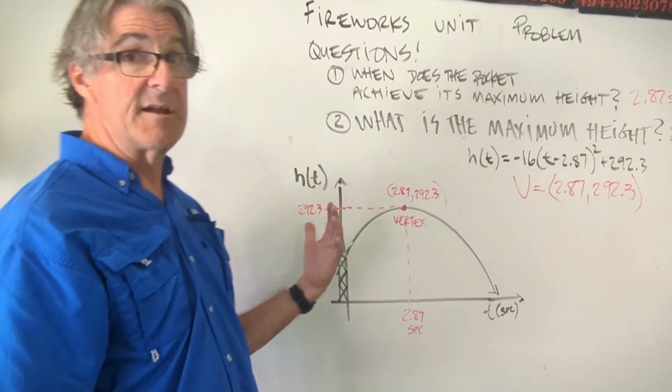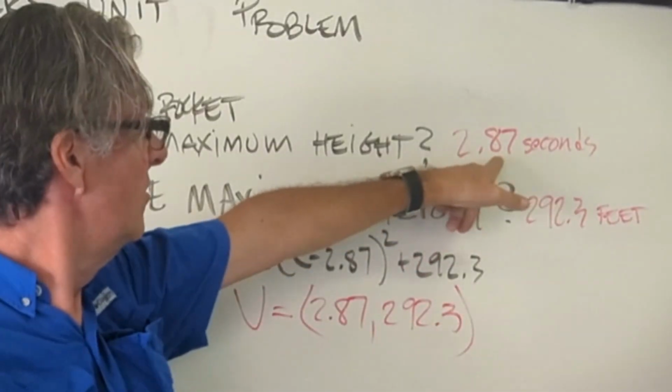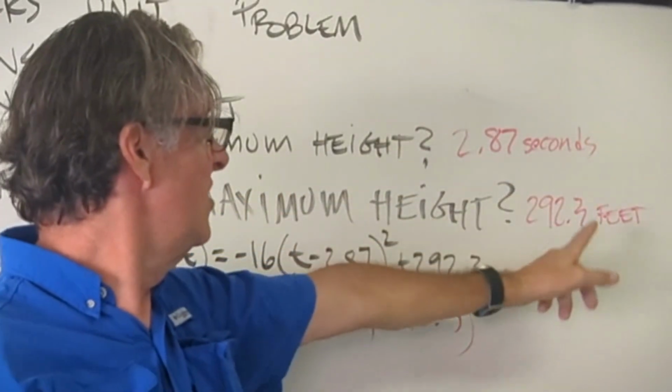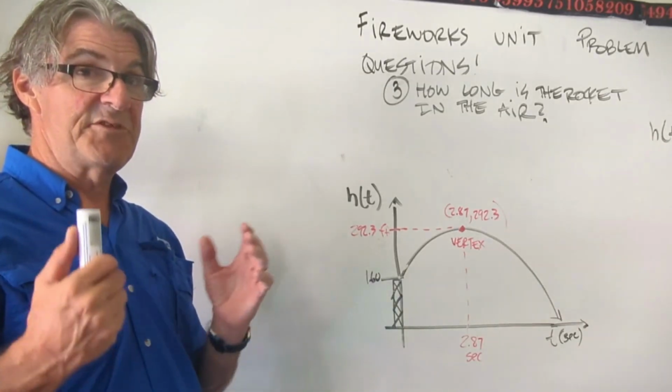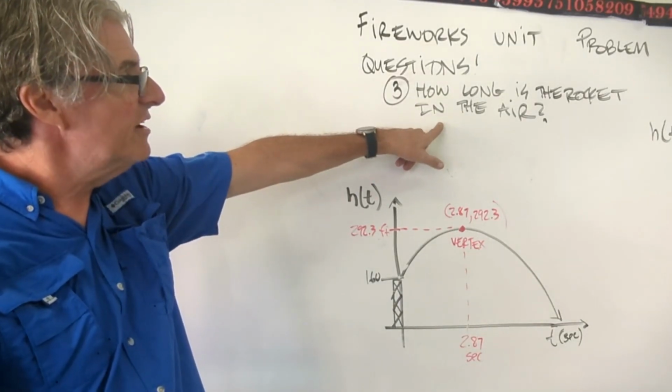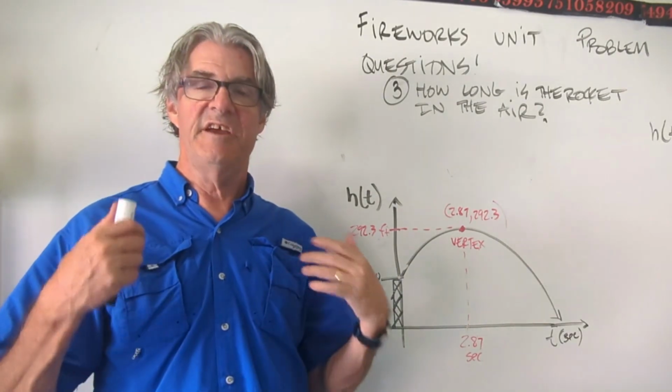I went ahead and put that on our problem up here. When does it get the max height? 2.87 seconds. What is that height? 2.93 feet. Question number 3. How long is the rocket in the air?